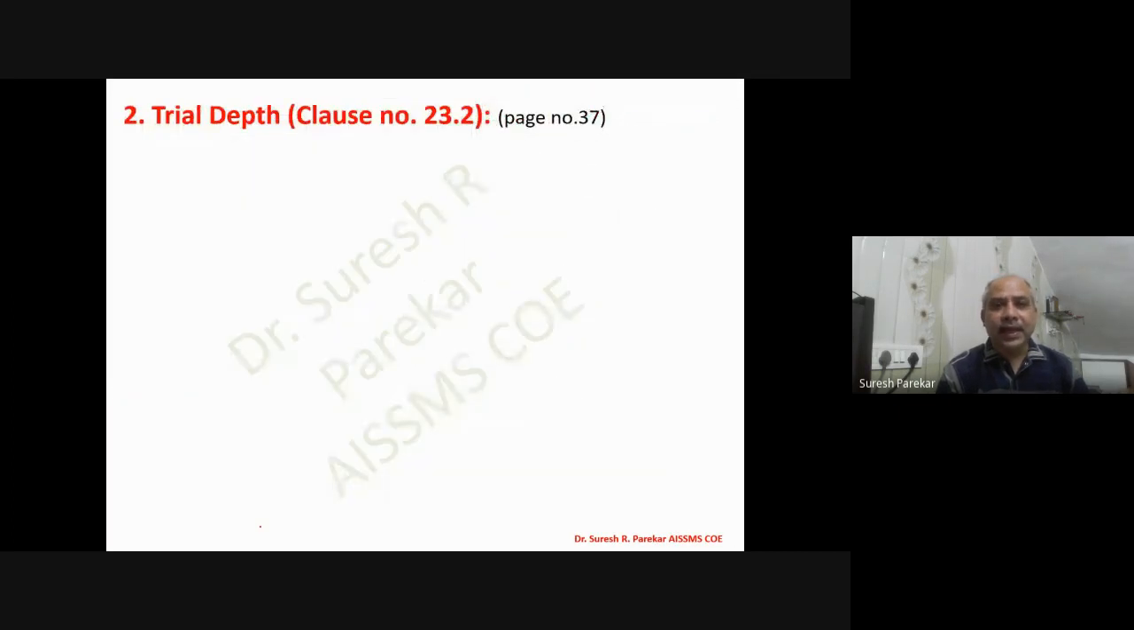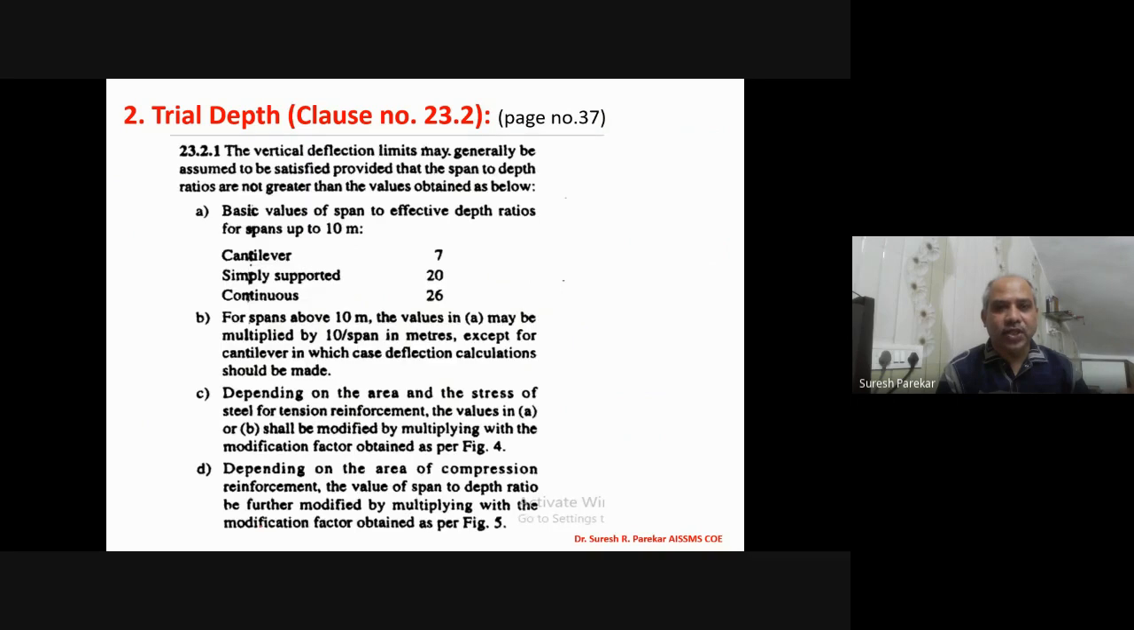Then the second criterion is trial depth, and for that we have to go to page number 37, clause number 23.2. And we have these criteria which are based on your type of slab: cantilever, simply supported, and continuous. These values are for spans up to 10 meters. If my span is greater than 10 meters, then these values will be multiplied by 10 divided by the span in meters.